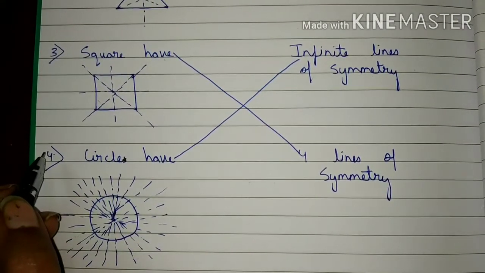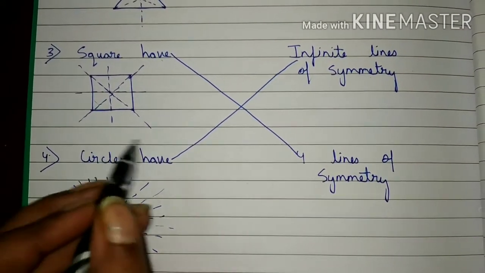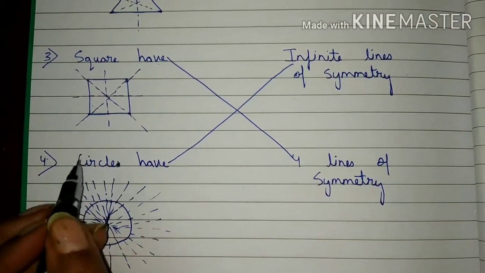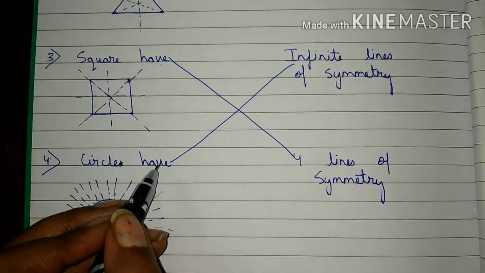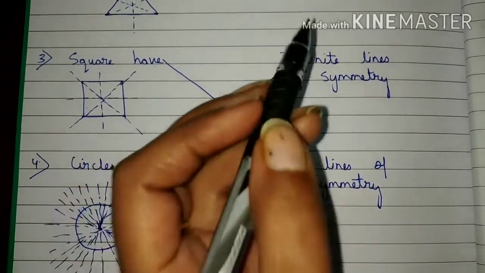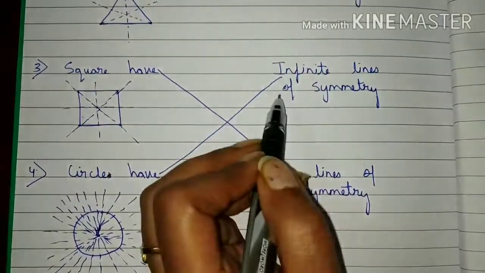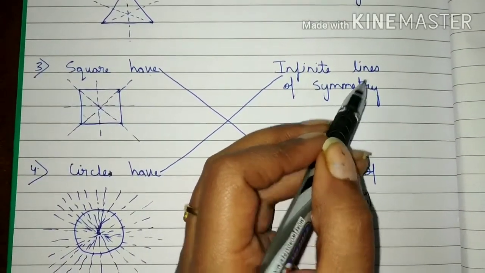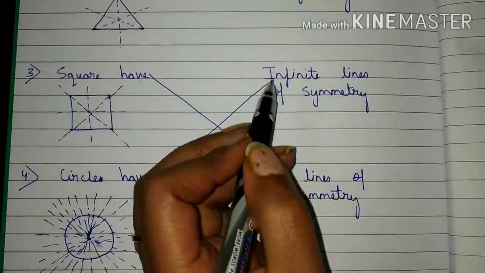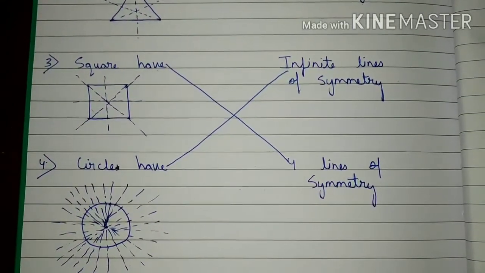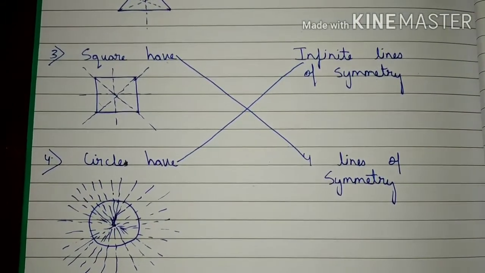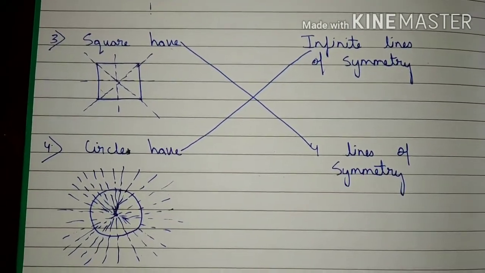Now come to question number 4. Circle have. How many lines of symmetry does a circle have? So, a circle has infinite lines of symmetry. It means a circle has many lines of symmetry which we can't count.